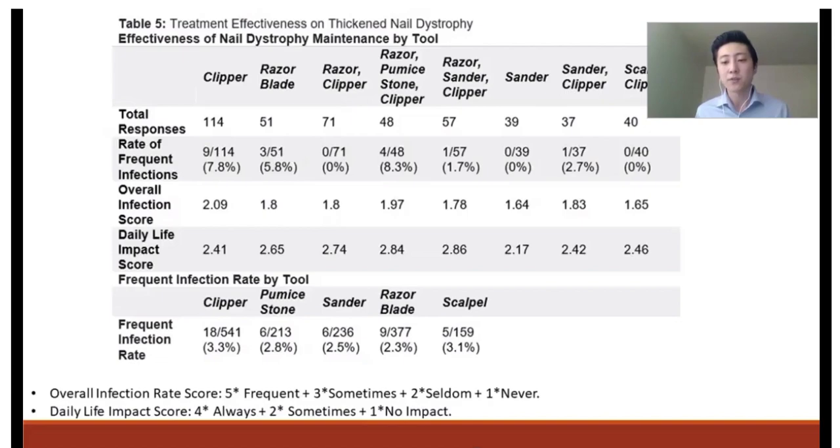In other words, tools associated with more reports of frequent infection or having nails still constantly impact daily life activities were weighted more heavily. Under these weighted scores, the method with the highest overall infection rate became use of clippers only, while the method with the highest daily life impact was the razor standard clipper combination.